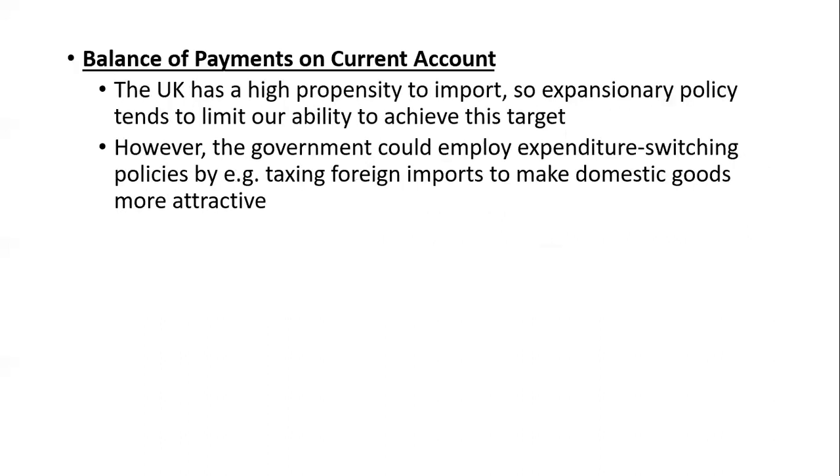And lastly, then, we look at the balance of payments on the current account. The UK has a high propensity to import, so expansionary policy tends to limit our ability to achieve this target. However, the government could employ expenditure switching policies, for example, taxing foreign imports to make domestic goods more attractive. So we do tend to rely very much on importing. And we could use fiscal policy to try and bring the current account more to balance.